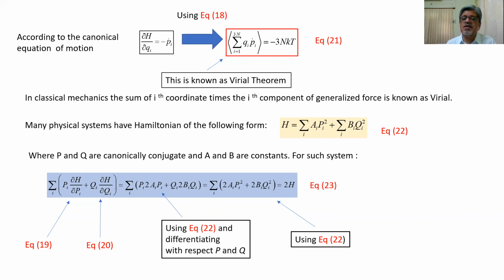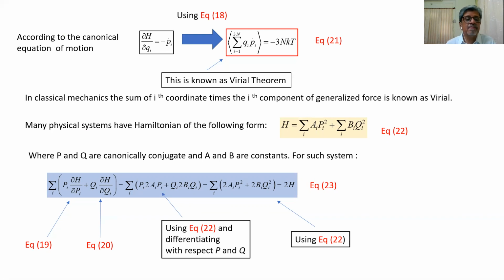And that is represented as equation number 22. So here we have used the canonical transformation equation. Capital P_i represents the new momenta, capital Q_i represents the new coordinates, where P_i and Q_i are canonically conjugate and A and B are constants.